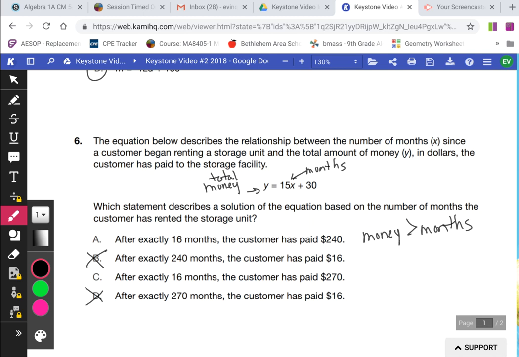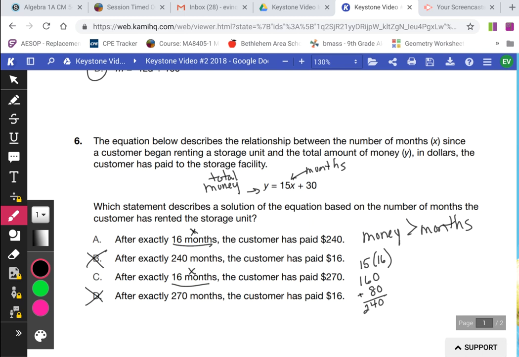After this, we just want to maybe substitute some things in. So in both of these questions, we have 16 months. So if I take 16, remember months is X. If I take 15 times 16, this is the same as 10 times 16, which is 160, and 5 times 16, which is 80, and I add those together, so I get 240.